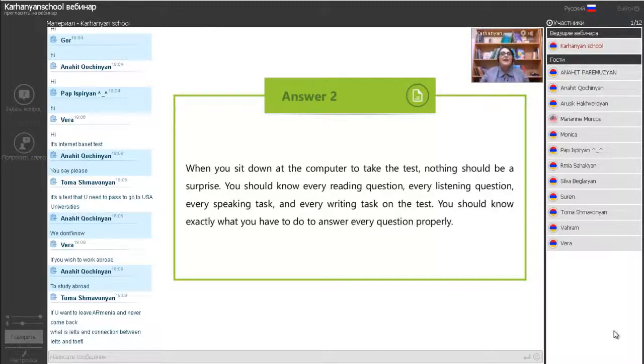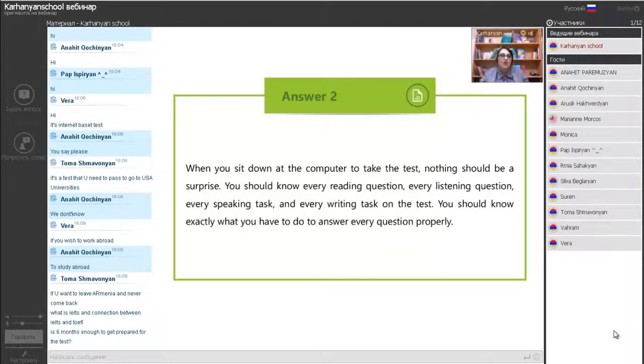And it is very important, when you sit down at the computer and you are taking the test, you must know all the differences, all the difficulties, all the peculiarities of the test. You should know every reading question, every listening question, the question type I mean, okay? Every speaking style, so everything. It mustn't be a surprise to you.